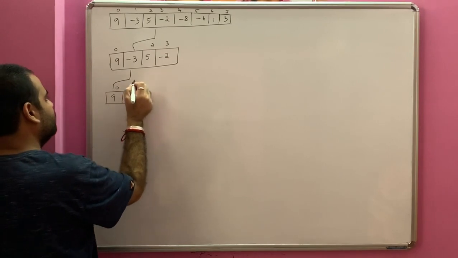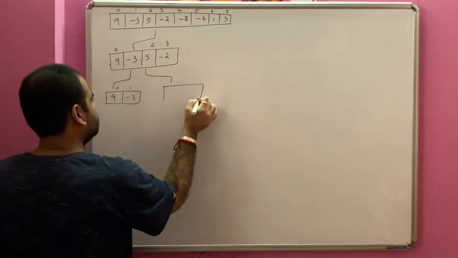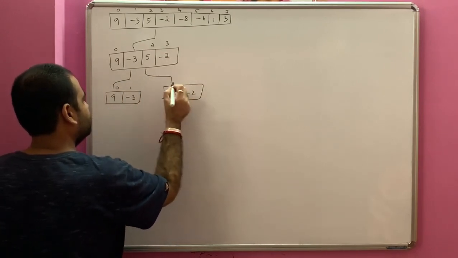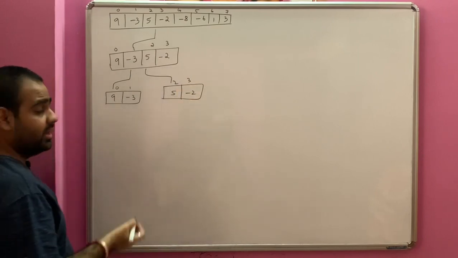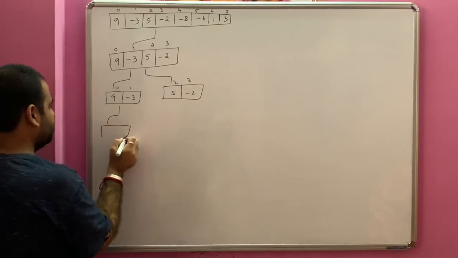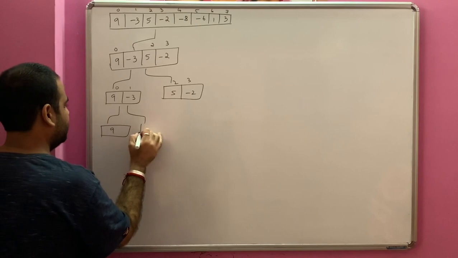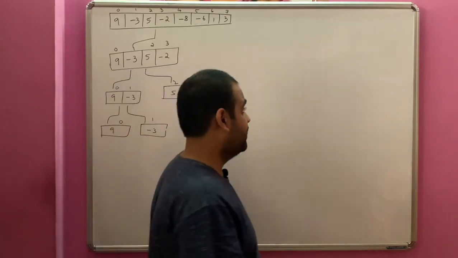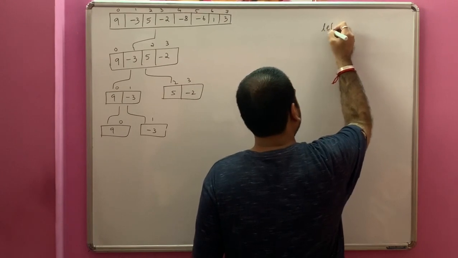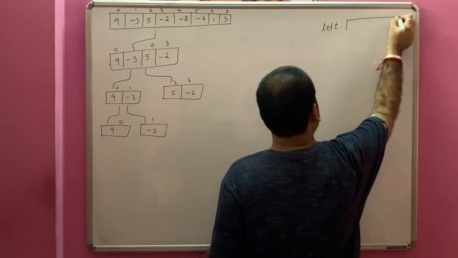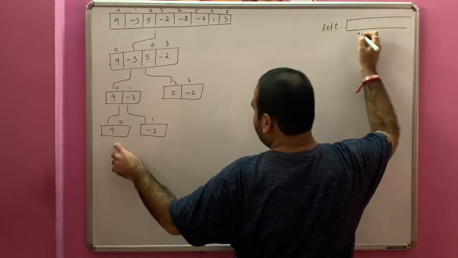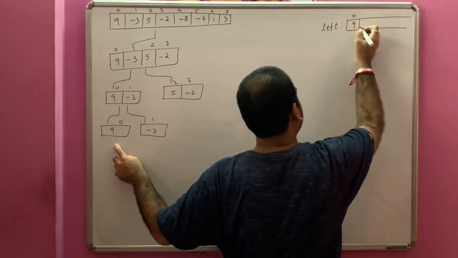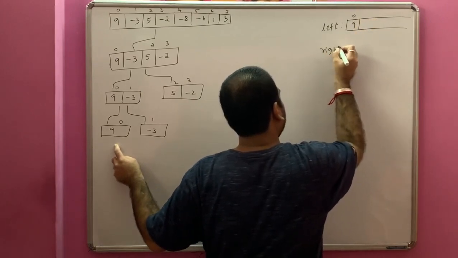0, 1, and on the right side we have 5, -2, 2, 3. Again, not one element, so divide it further: 9, and this is -3, this is 0, 1. Now we have single array elements. Now this is the left array. What is the left array we have? We have only one element as of now, this is 9, and we have one more array element.